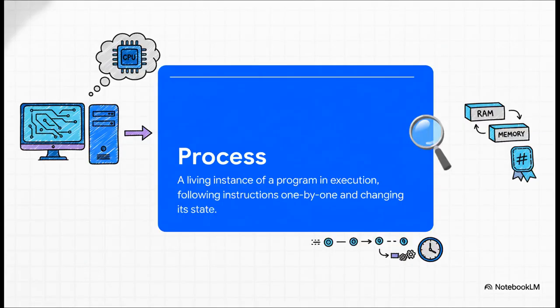And that gets us to the more official definition. A process is an instance of a program in execution. It's following its instructions one after the other, and with every single step, its internal state, things like the values of its variables, can change. Just like our game character's health or score might change as they play the game.